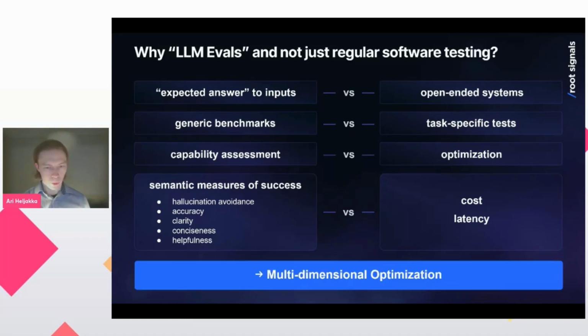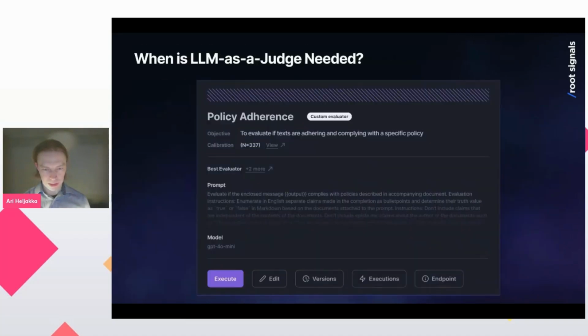So when do we need to use LLM as a judge, as a technique?